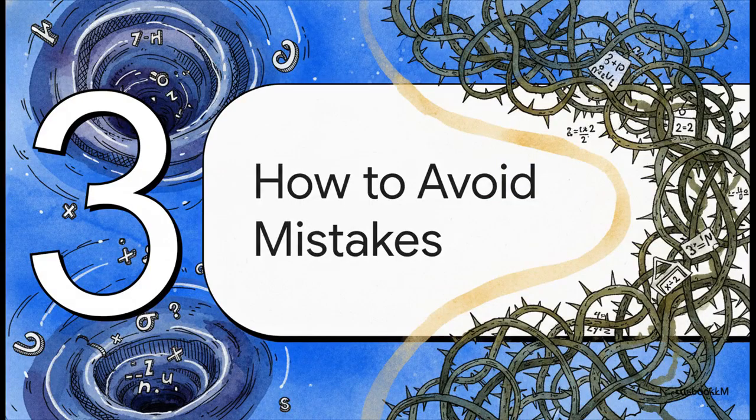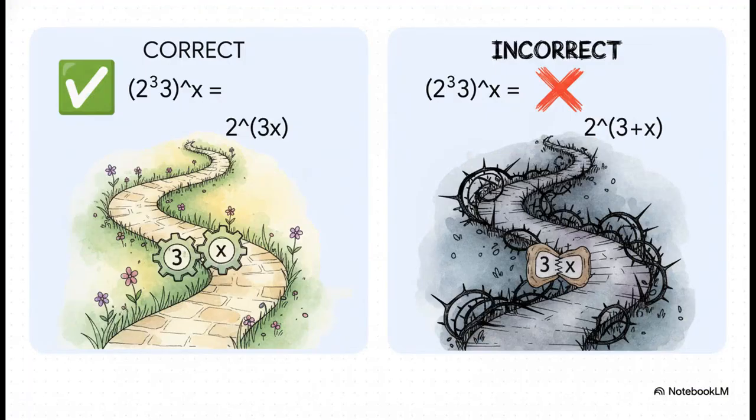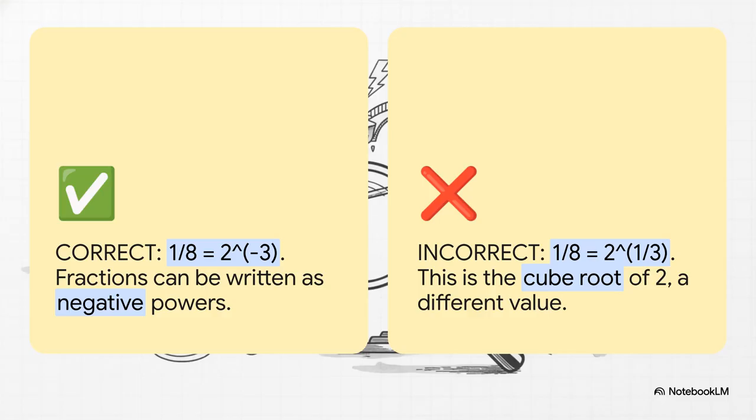As you can see, this strategy is super effective. But there are a couple of really common mistakes that can trip people up. So let's just go over them right now so you can make sure to avoid them. The first mistake, and I see this all the time, is with the power of a power rule. When you have a power that's raised to another power, you have to multiply the exponents. You don't add them. This is a huge distinction, so really burn that into your brain. Multiply, don't add.